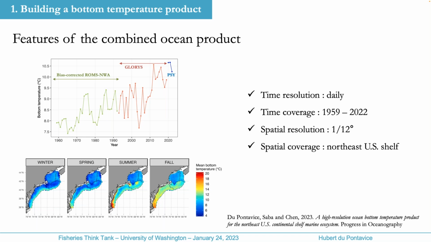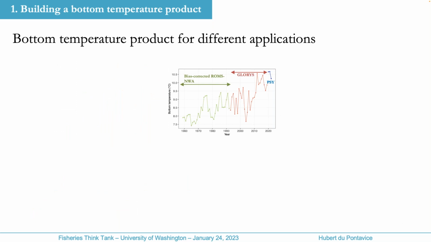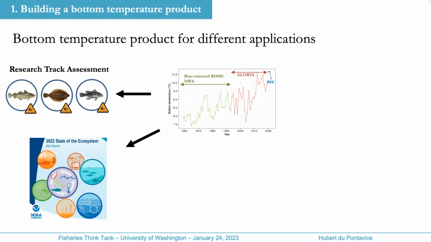So we presented the methods, the spatiotemporal patterns, and an evaluation of the quality of this product in a paper which was published last month. I'm not going to present the results of this paper because it's not the goal of this presentation. But now this bottom temperature product will be soon publicly available to be used for different applications, from fisheries to marine ecology. It's currently used by a research track assessment of different groundfish stocks to identify ecosystem and climate influences.